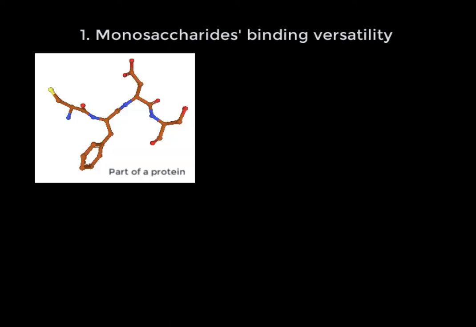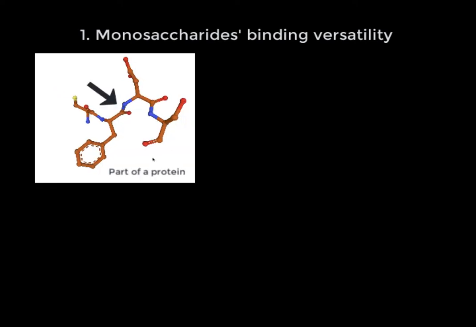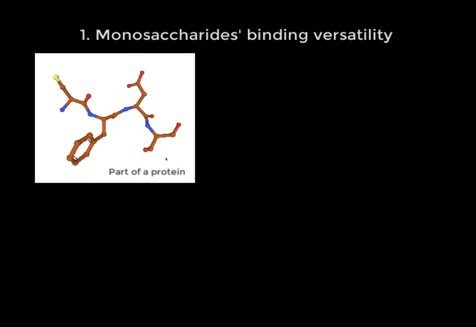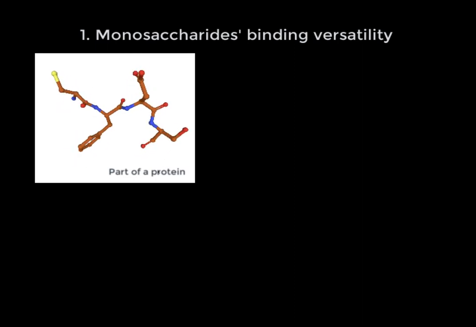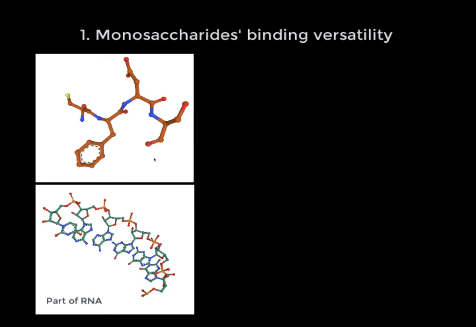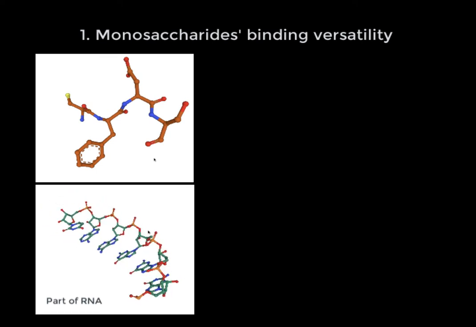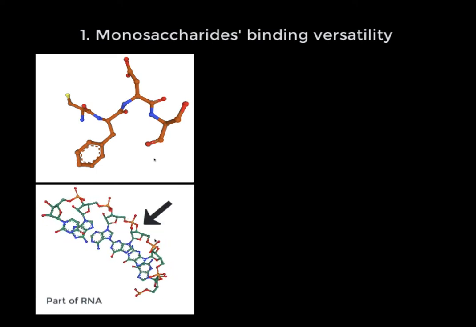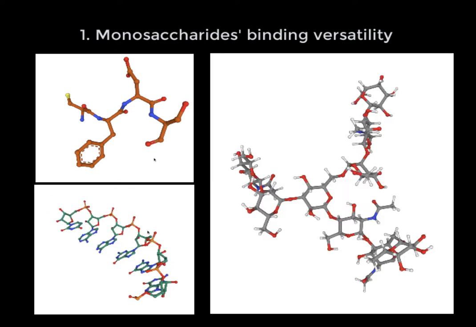The first unique feature is the versatility in their binding. All amino acids form peptide bonds to connect with other amino acids and form proteins. Similarly, all nucleotides are connected to each other via phosphodiester bonds to form nucleic acids. The glycosidic bonds are a little different.